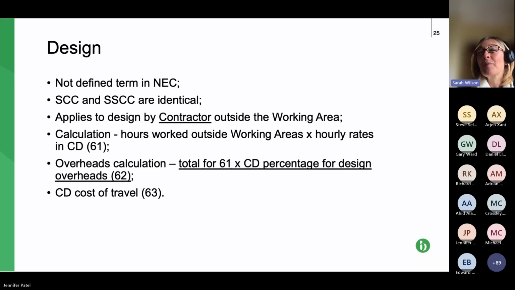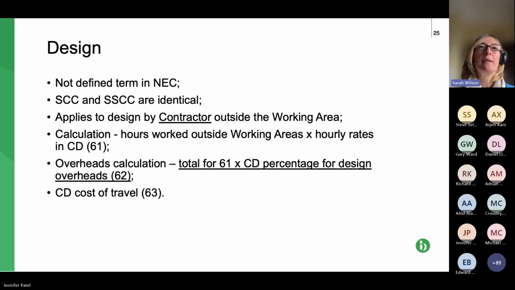The overhead percentage is included in the contract data part 2. And it's basically the calculation of hours times hourly rate, whatever the total is, multiplied by the percentage in the contract data to cover the overhead and profit for the designer. And in addition, any cost of travel is included as extra for the designers, so I suppose travelling to site, etc. So that's claimable as an extra also.